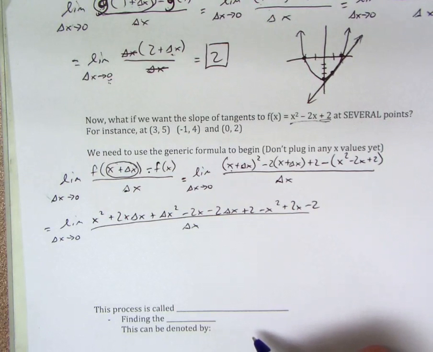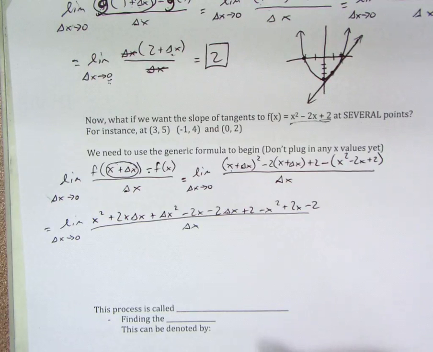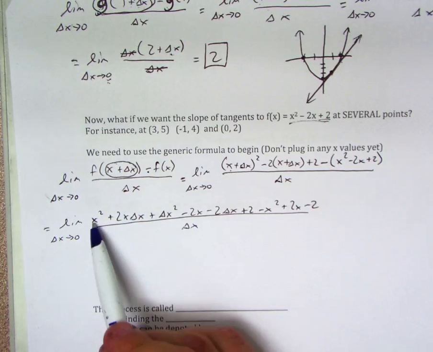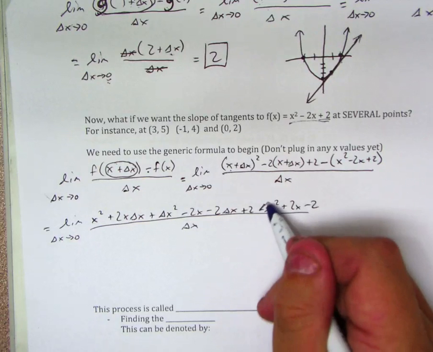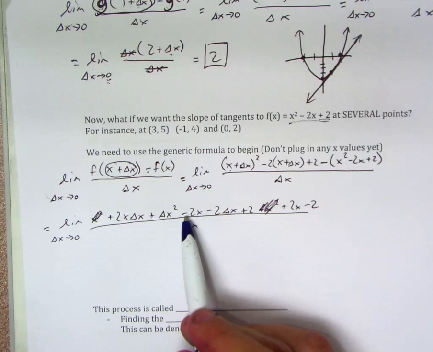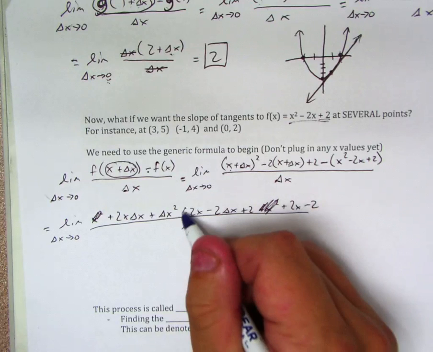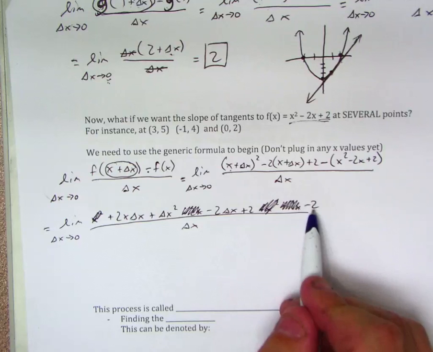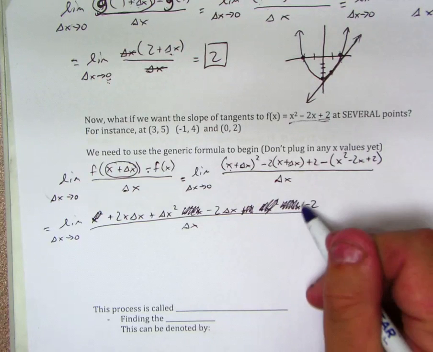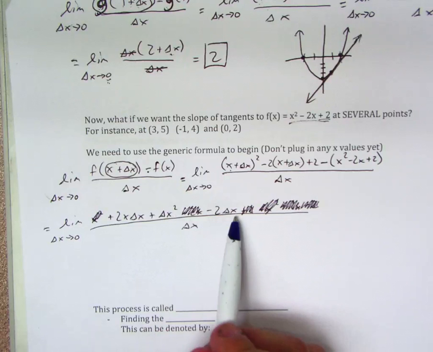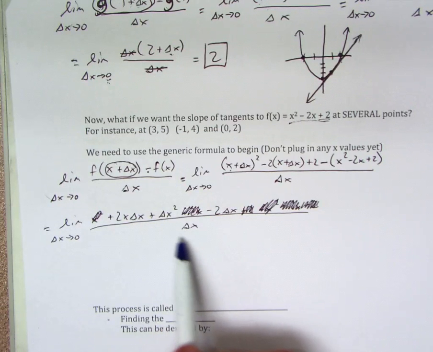What's nice at this step is that things cancel out. Okay, what's going to be happening here is we're always going to eventually be able to cancel out this delta x. Let's see what happens. X squared minus x squared, those cancel. Let's see. Negative 2x plus 2x, those cancel. Positive 2 and negative 2, those cancel. And so you notice every term left in the numerator has a delta x in it, which is extremely nice because then we're going to be able to cancel this out on bottom.